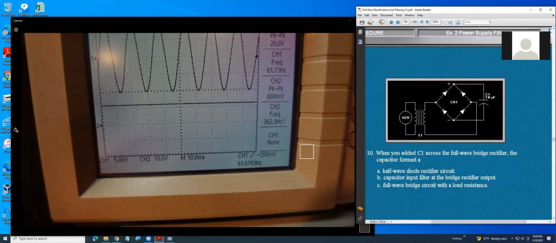What would happen if you changed the capacitor? Then what would the signal look like? Okay, you run into the circuit. Let's see.